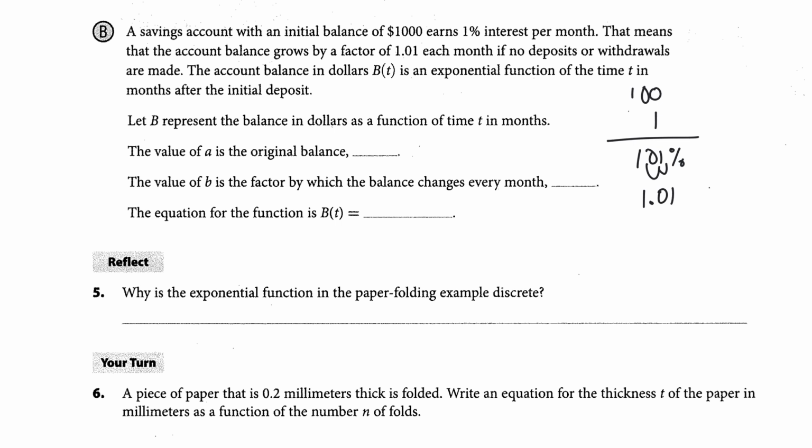The account balance in dollars, so B stands for balance of T, which would be the time, is an exponential function of time in months after the initial deposit. Let B represent the balance in dollars as a function of time T in months. The value of A is the original balance, $1,000. The value of B is the factor by which the balance changes every month, 1.01. The equation for the function B of T is 1,000 times 1.01 to the power of T.